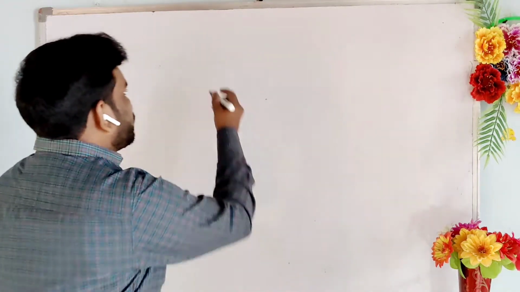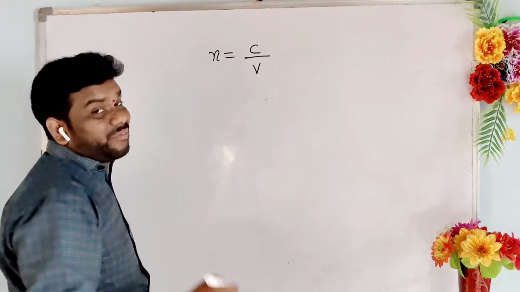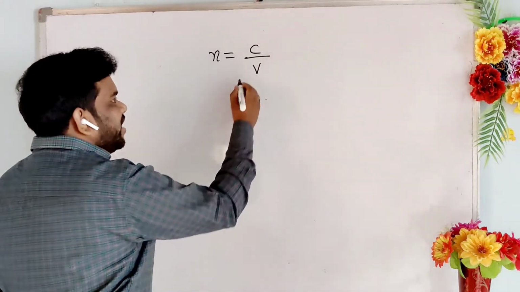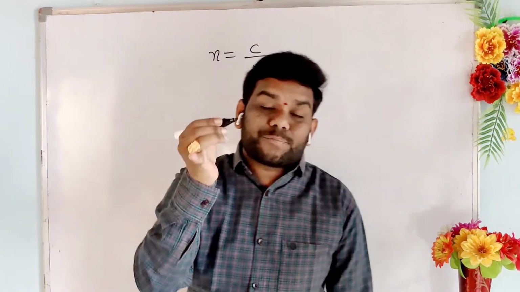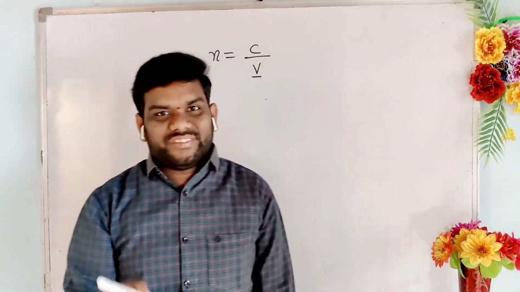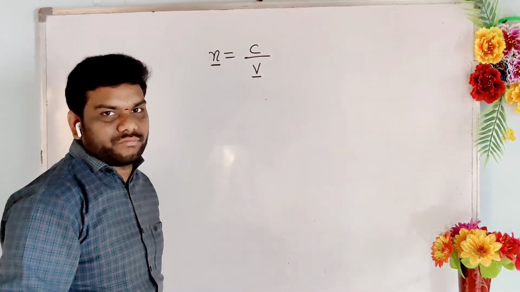Now, what is the relation between speed of light in medium and refractive index? Let us discuss. What is our formula? N is equal to C by V. Here the denominator is the speed of light in medium.